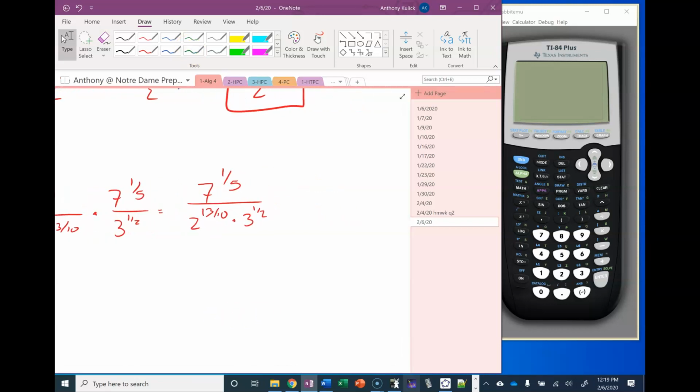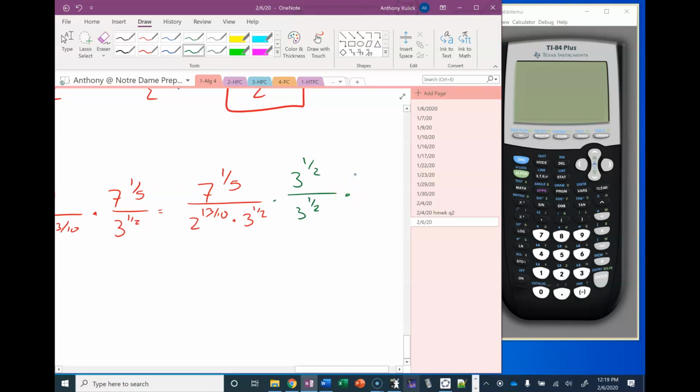The last thing we need to do now, well, I shouldn't say the last thing. What we need to do next is to get these fractional exponents out of the denominator. Okay? What's the next whole number after 1/2? 1. What do I have to add to 1/2 to get 1? 1/2. So I'm going to multiply the top and the bottom by 3 to the 1/2. That'll get me a 3 to the first in the denominator, right?